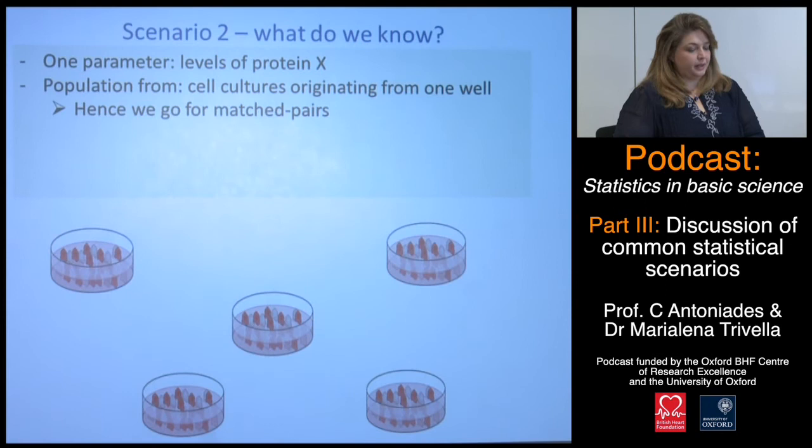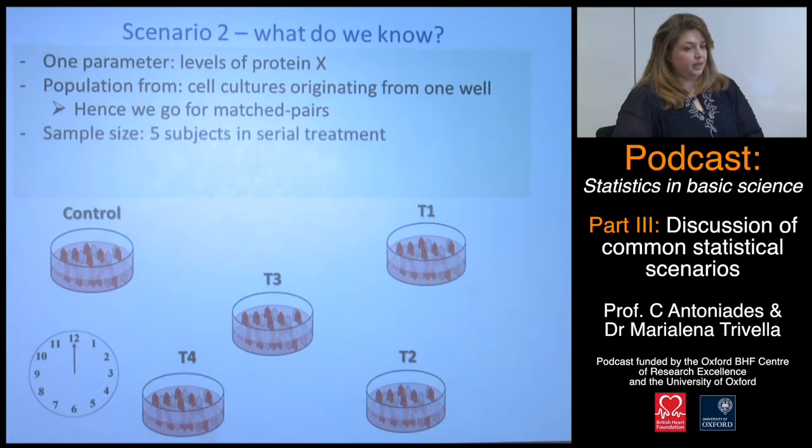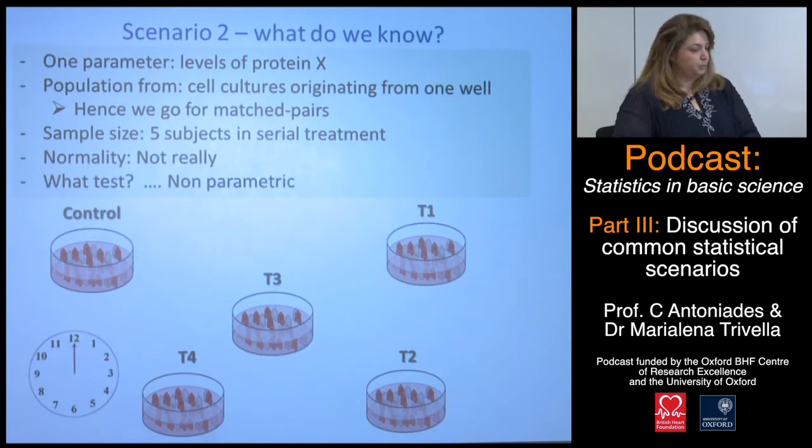So let's now look at the sample size. We keep one well as the control, and we introduce 4 different treatments in each one of the other 4 wells. And all of them are subjected to the same treatment over 24 hours. In essence, we really only have a small sample size of size 5 because one subject is the collection of cells in one well. And with such a small sample, we cannot talk about normally distributed data, and we will again be looking at non-parametric tests.